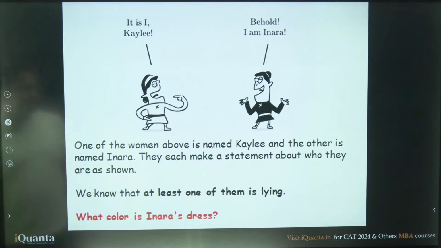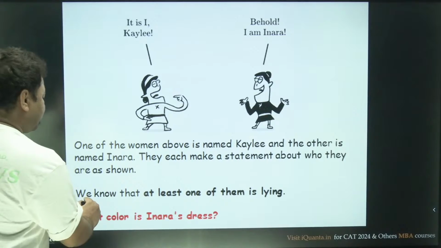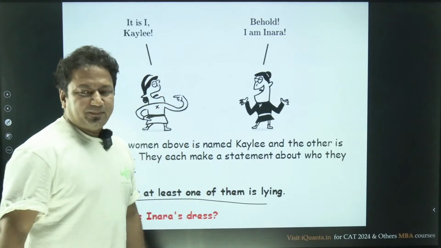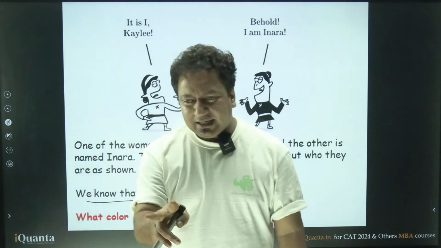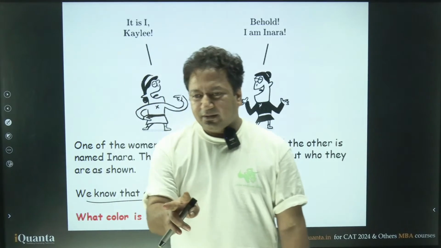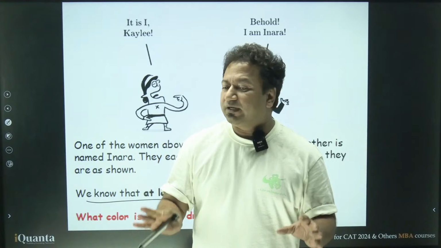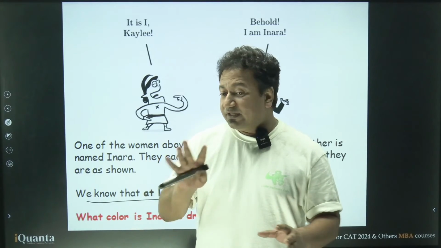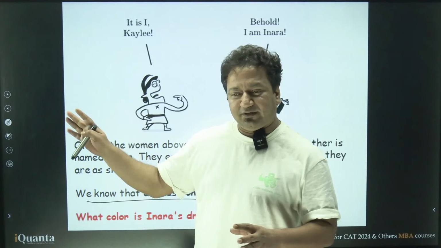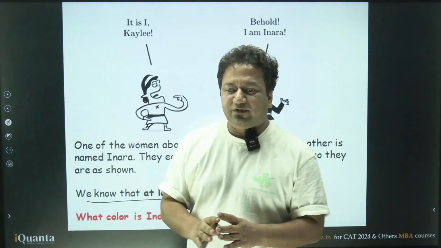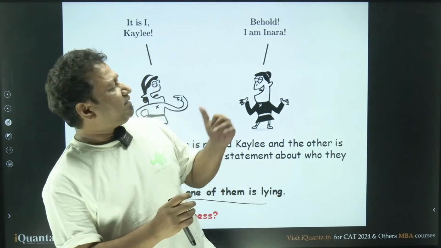By the way, we know that at least one of them is lying. What does that mean? Either one is lying or both are lying. We are sure about one thing, that both are not telling the truth. There's a chapter in logical reasoning called binary logic, in which we discuss these things. So this is the basic question of it.